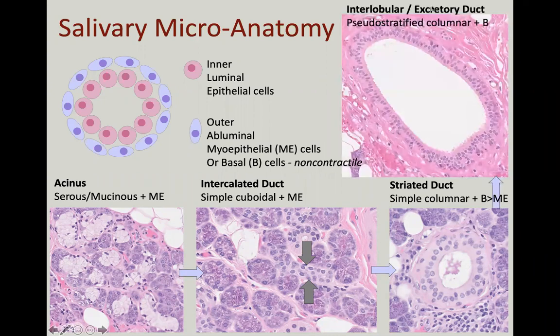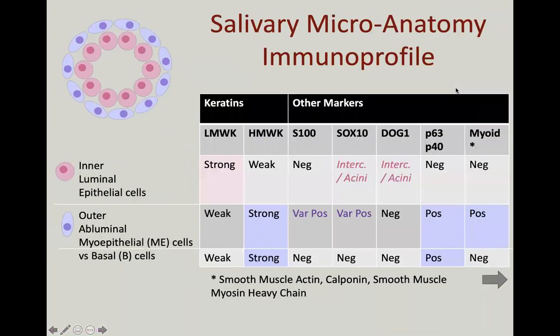The large excretory ducts are almost pseudostratified columnar cells that have basal cells only rather than any contractile myoepithelial cells. Okay, so what does this mean for us? So the luminal cells will generally stain with a low molecular weight keratin.